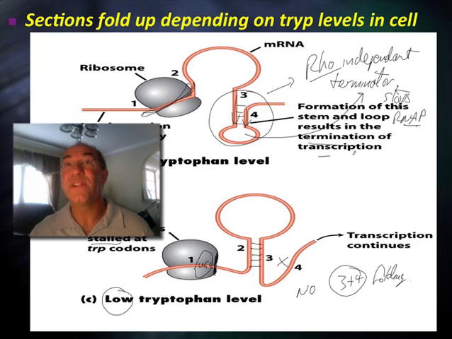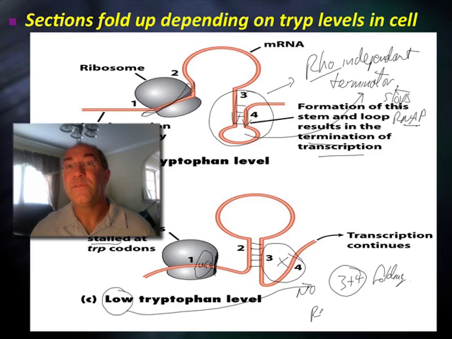It terminates transcription. Now, if you have low levels of tryptophan and that ribosome does not make it all the way through section 2, so sections 2 and 3 fold up, you do not get that 3-4 stem loop, because 2 and 3 is not a terminator loop, only 3 and 4 is. And so with low tryptophan, you get no 3-4 folding, which means RNA polymerase continues and you get tryptophan made.